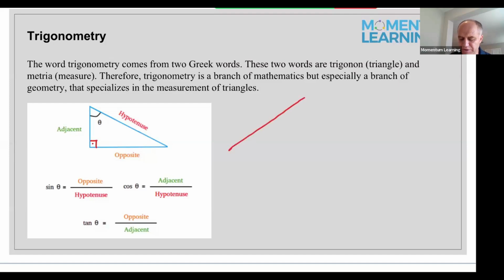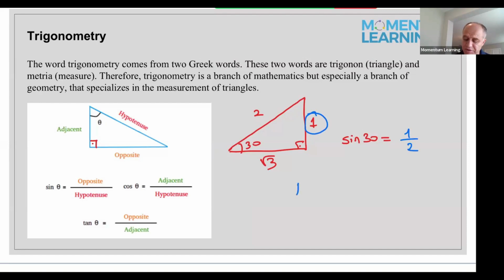Okay, for example, one basic question. Let's say this is 30 degrees. That one is 2, that one is 1. Let's say this is root 3. What about sine 30? You see what was sine? Sine is opposite, over hypotenuse. Opposite of 30 is 1. Hypotenuse is opposite of always the 90 degrees. It is 2, so 1 over 2. Like this, for example, tangent theta is opposite over adjacent. For 30 again, opposite is 1 over adjacent root 3.